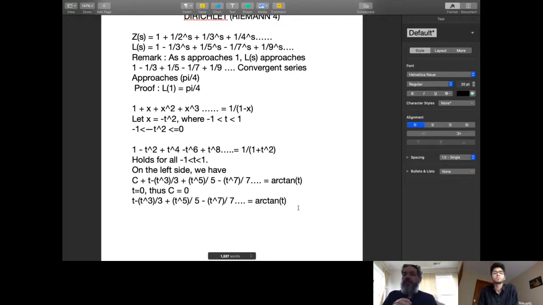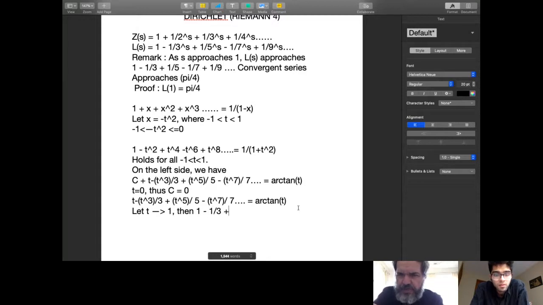But let's see what happens when we let t approach 1. We obtain, on the left side, exactly 1 minus 1 over 3, because as t approaches 1, t cubed approaches 1. So it's 1 minus 1 over 3 plus 1 over 5 minus 1 over 7 and so on. It's exactly our series from before. And this now is equal to arctangent of 1. Let's see if we recall what that is. Pi over 4. Yes. All right.